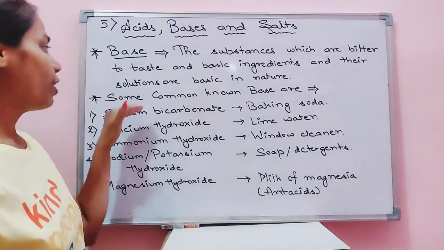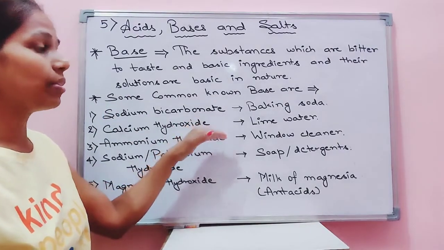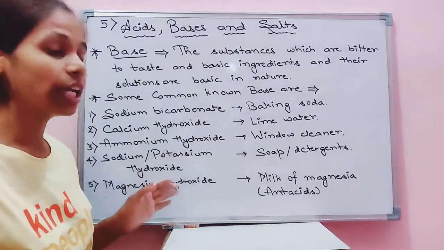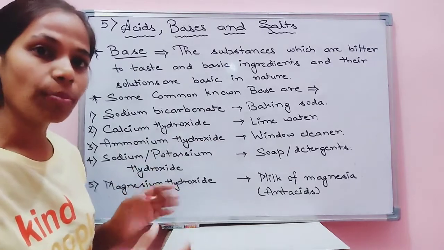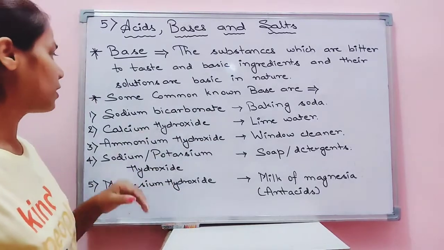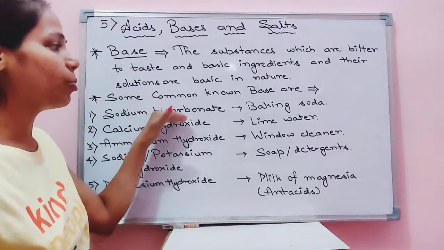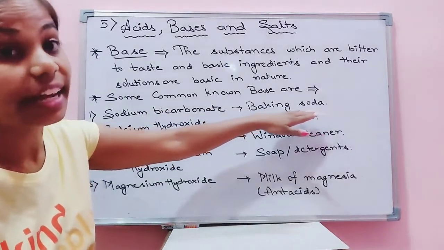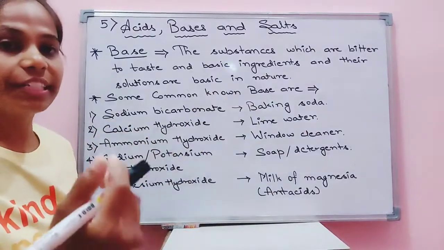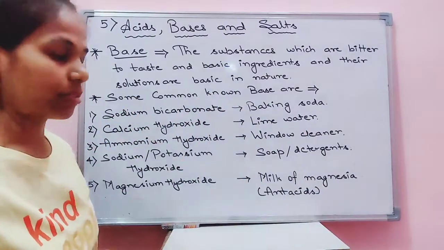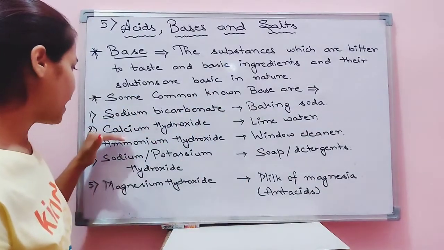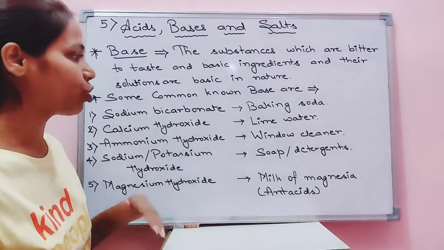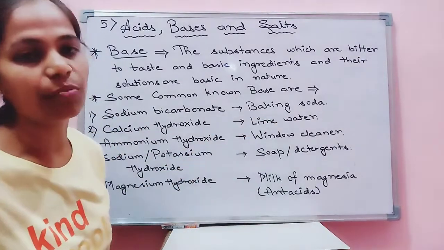Fine. Now, here are some common examples of base which are found in our household products. Fine. Let's have a look at this. Sodium bicarbonate is found in the baking soda that we are utilizing as an additive in fermented food products. Okay. Then we are having the calcium hydroxide, which is found in the lime water.